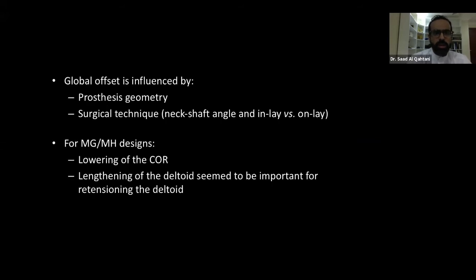We also now have the concept of global offset, which is a combination of the glenoid and the humeral, and it's influenced by your prosthesis geometry and also by your surgical technique, the way you cut your shaft angle, and whether it's inlay or onlay. For Grammont, lowering the center of rotation is important to retain deltoid tension.